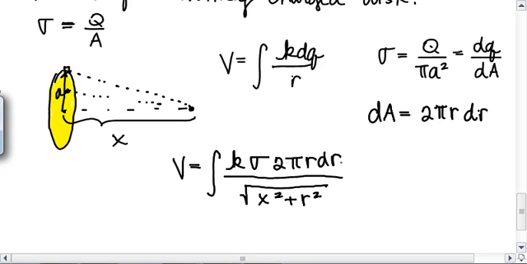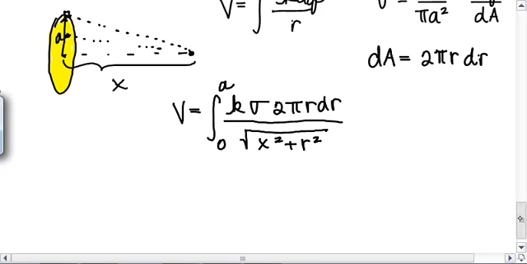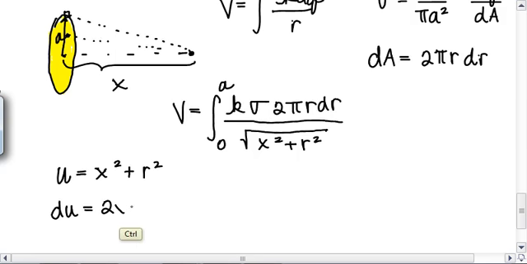And we have to take that integral with respect to r, and we're going to sum it up from 0 radius to a radius of a. What do you think? All right, looks like we need to do what? U substitution. So what do we want U to be? X squared plus r squared. So then what's du? 2x dx? No. 2r dr. Yeah?